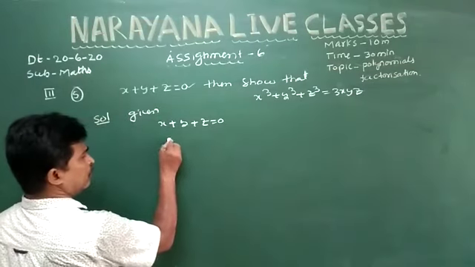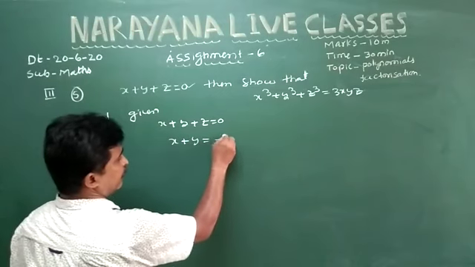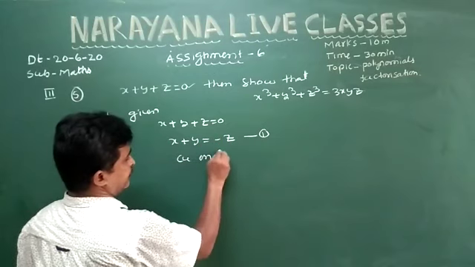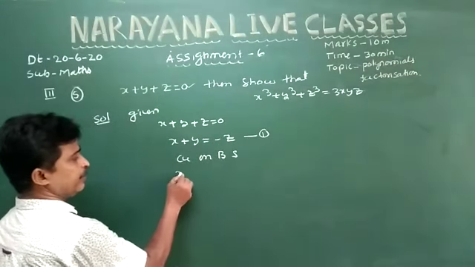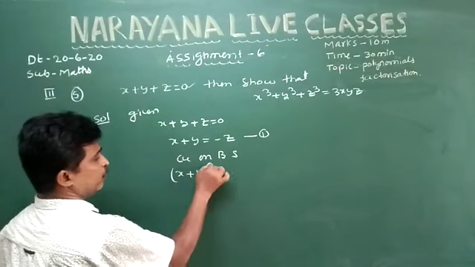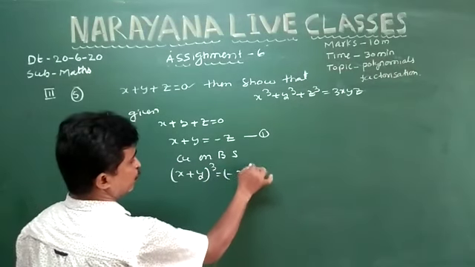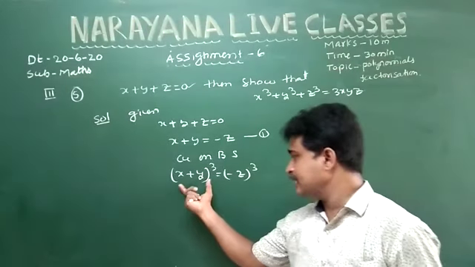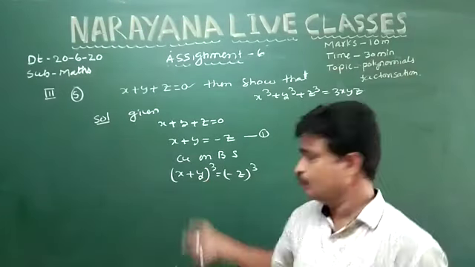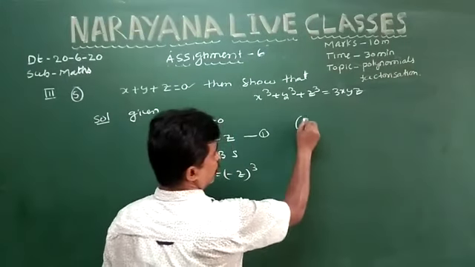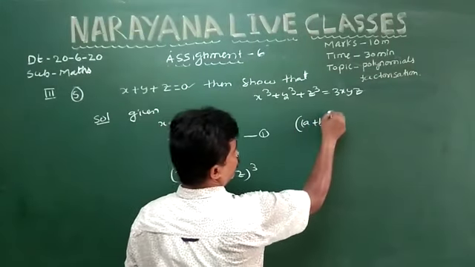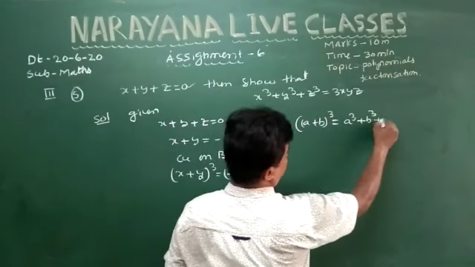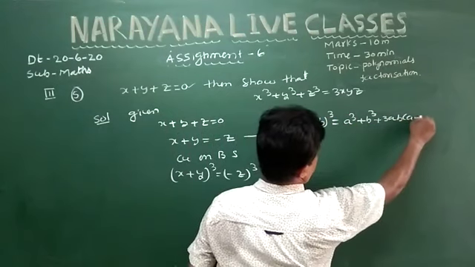Therefore, first of all, x plus y is equal to minus z. Take this as equation 1 and cube both sides. So x plus y whole cube is equal to minus z whole cube. We know very well this is in the form of a plus b whole cube. The formula is a plus b whole cube equal to a cube plus b cube plus 3ab into a plus b.